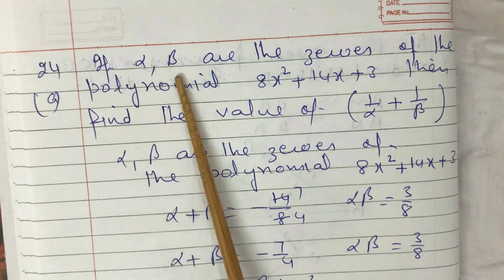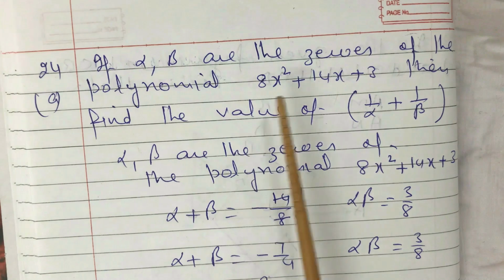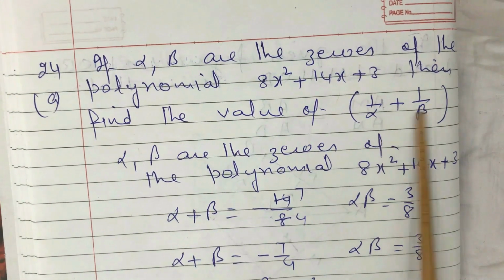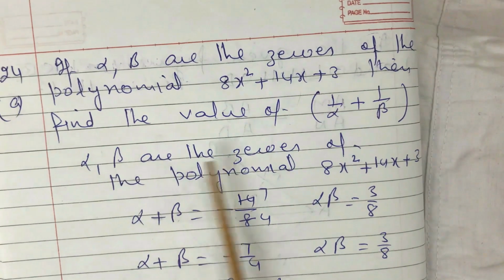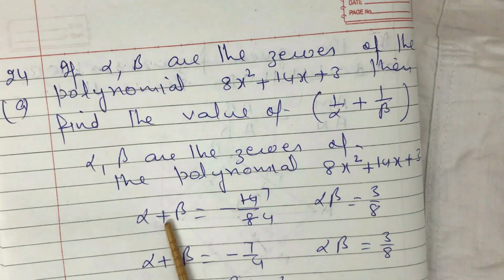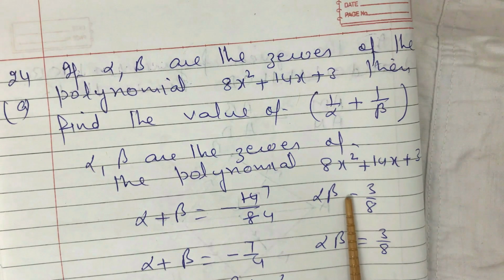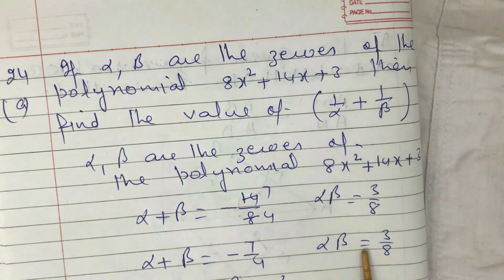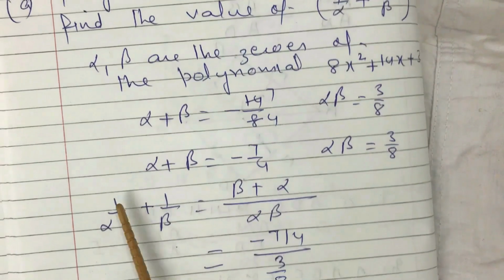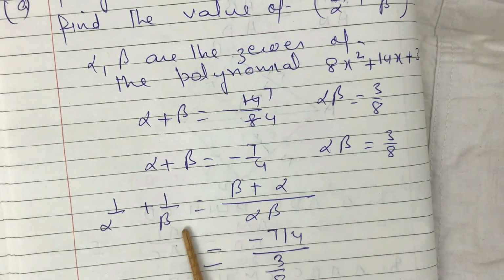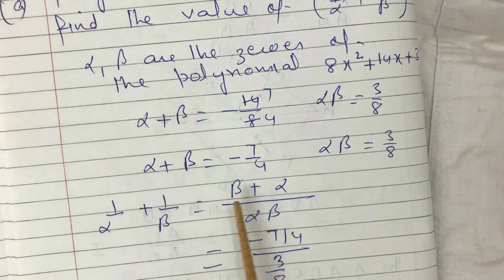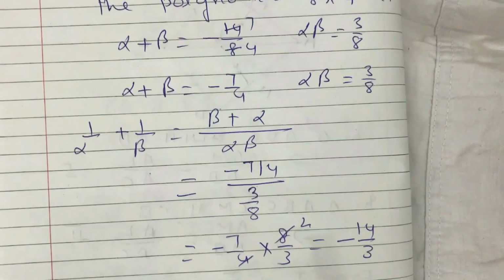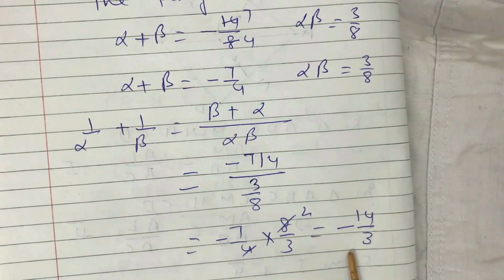24th question. If alpha and beta are the zeros of the polynomial 8x square plus 14x plus 3, then find the value of 1 by alpha plus 1 by beta. Now alpha and beta are the zeros of this polynomial. Write the sum of the zeros and the product of the zeros. Alpha plus beta is equal to minus 7 by 4, alpha beta is equal to 3 by 8. Now I am to find the value of 1 by alpha plus 1 by beta. Alpha beta is the LCM, with beta plus alpha in the numerator. Just substitute the values and you will get minus 14 by 3 as the answer.